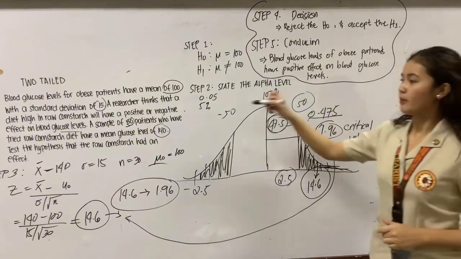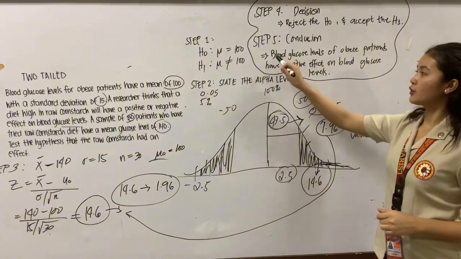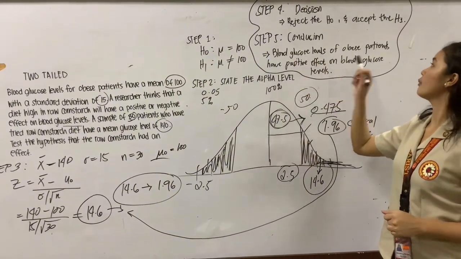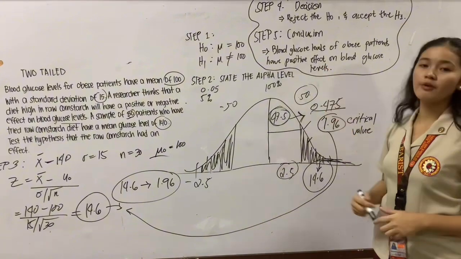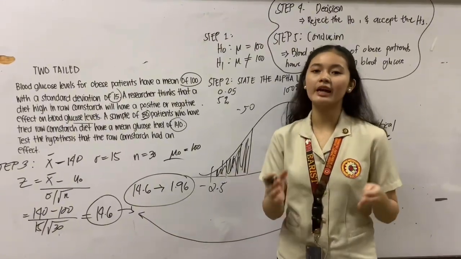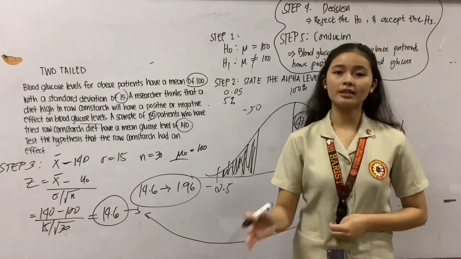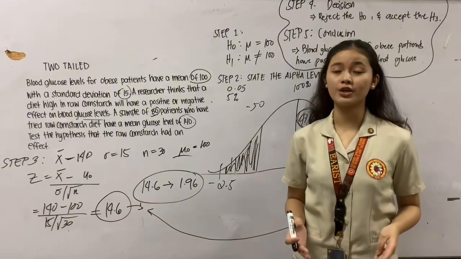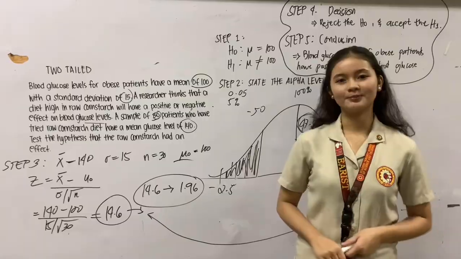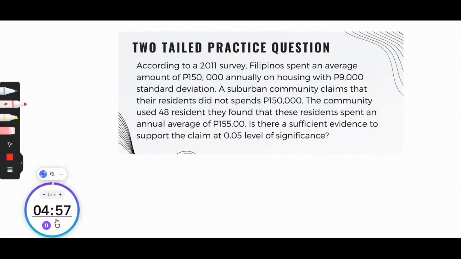Based on the problem given, we conclude that being an obese patient has a positive effect on the blood glucose level. To enable us to know if you really understand our lesson, we will give you practice questions to answer, and we will give you 5 minutes for that. You can pause the video for 5 minutes to answer this practice question.